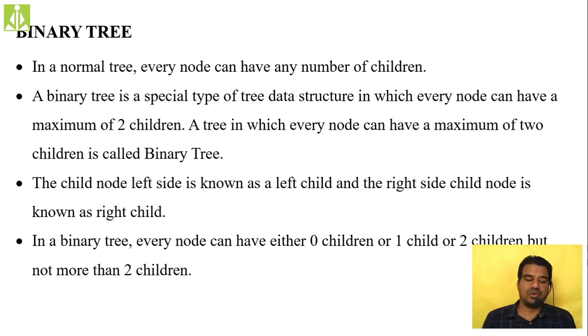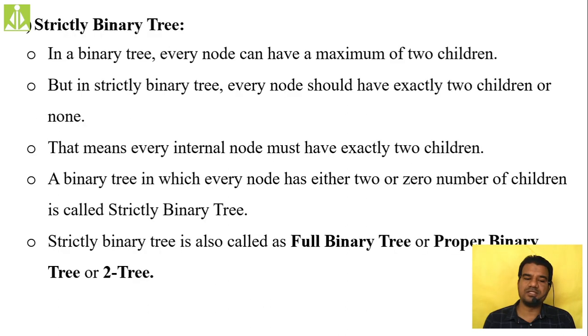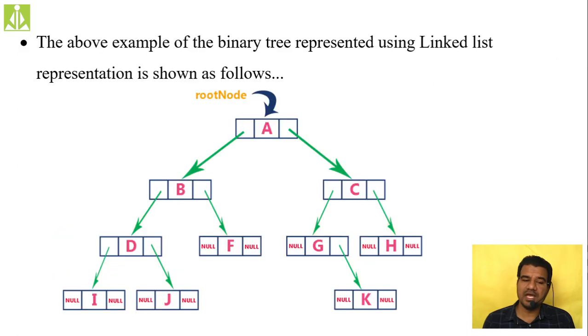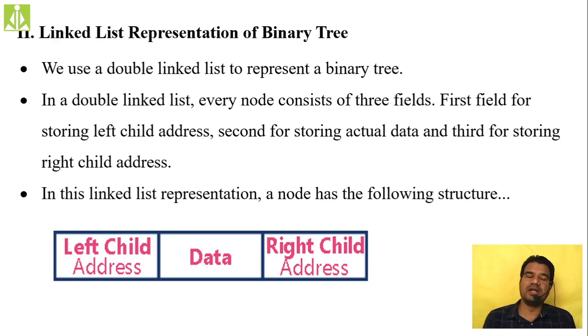Remember this one. So then after that we have seen the types of binary trees. Strictly binary tree, complete binary tree, extended binary tree, their respective definitions we have seen. And then this is the representation. So in order to represent the binary tree, we said array representation is possible, as well as linked list representation is possible. So array representation we have seen, then for linked list representation we said we use a doubly linked list in order to represent a binary tree.